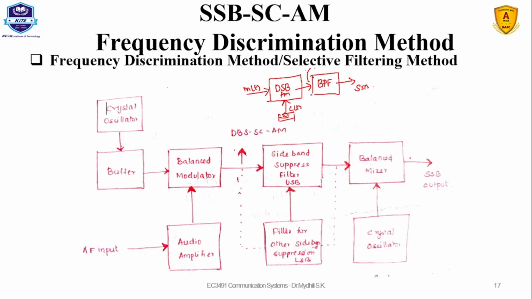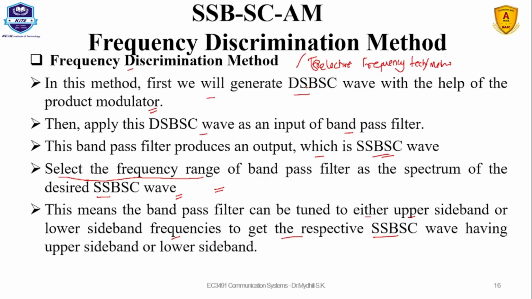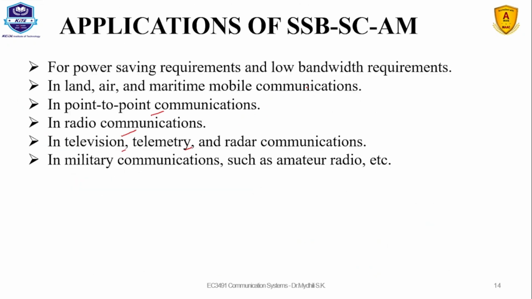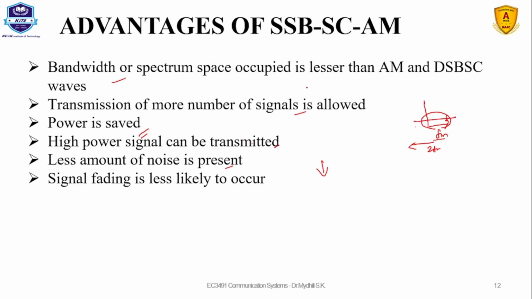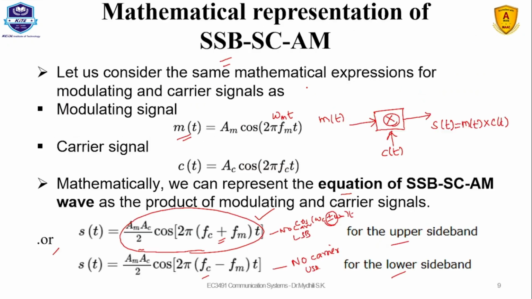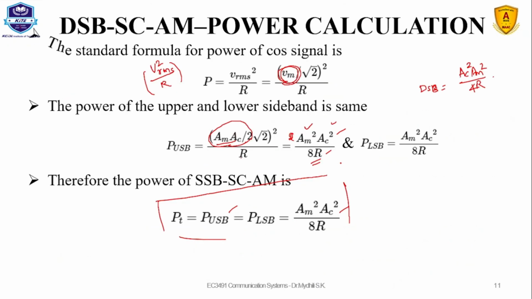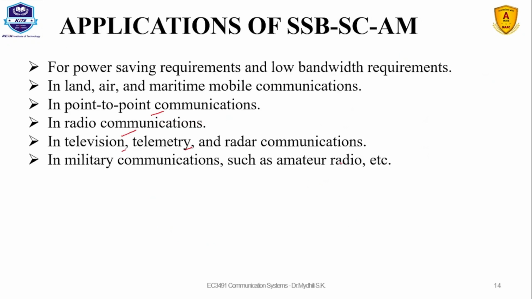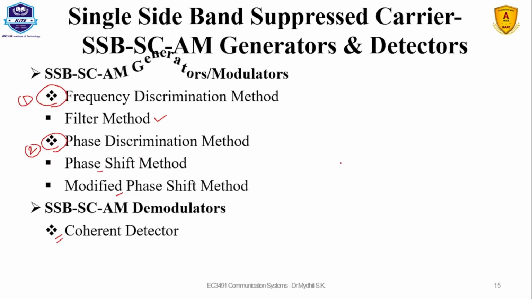So simply, as I said, the equation based on this will be with respect to the previous derivation, where we have seen in SSB-SC generation, simply multiplying the product of the signal and obtaining this. The same equations can be written for the frequency discrimination method. Hence it generates SSB-SC AM.